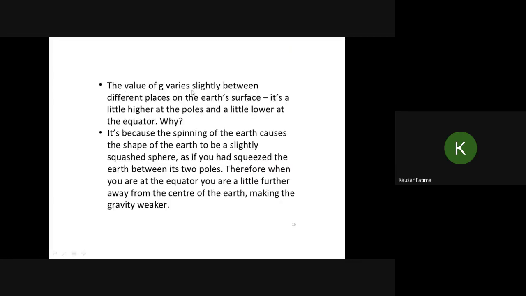Okay, the value of g varies slightly between different places on the Earth's surface. It is a little higher at the poles and a little lower at the equator. What is the reason? Because of the spinning of the Earth. Spinning of the Earth causes the shape of the Earth to be slightly squashed. It is bulging out at the equator and flattened at the poles. Flattened at the poles means poles are nearer to the center of the Earth, whereas the equator is slightly away from the center of the Earth. So the value of g depends on the distance from the center of the Earth. So the value of g is slightly less at the equator compared to the poles.